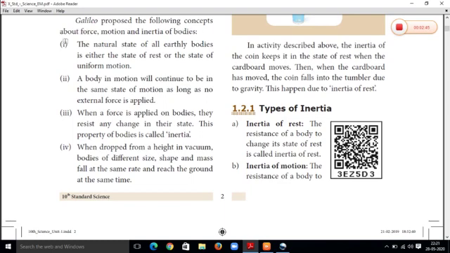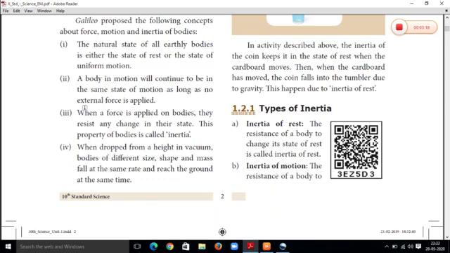First, the natural state of all earthly bodies is either the state of rest or the state of uniform motion. That is, earthly objects are either in rest position or in motion. Second, a body in motion will continue to be in the same state of motion as long as no external force is applied. If a body is at rest or in motion, it will continue to be in the same state unless we apply a force.